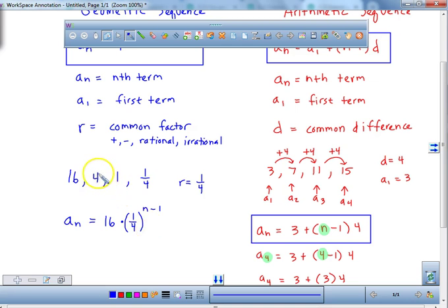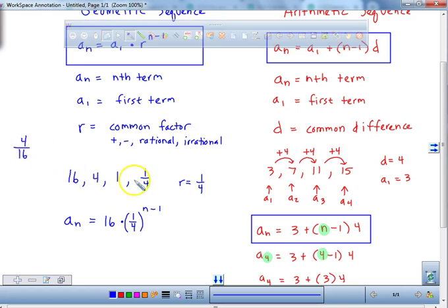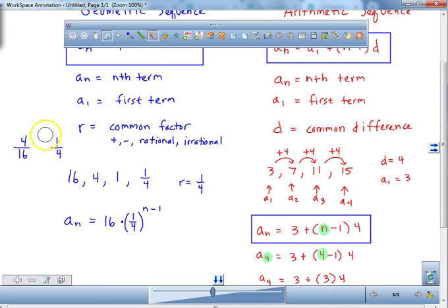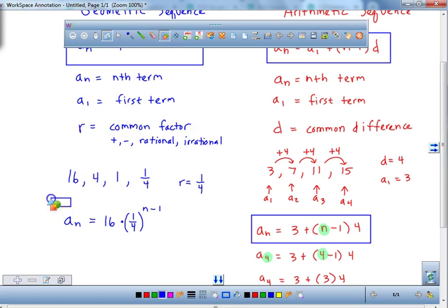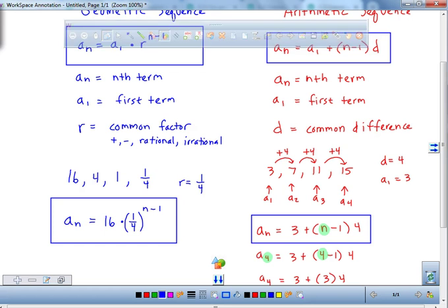You take any number, and you always divide it by the one that is previous. So if you're not sure what I'm saying, you would take 4 divided by 16. You could also take the 1 and divide it by the 4, because these are the same. 4 divided by 16 is 1/4. And there it is. That is our equation for this particular geometric sequence.